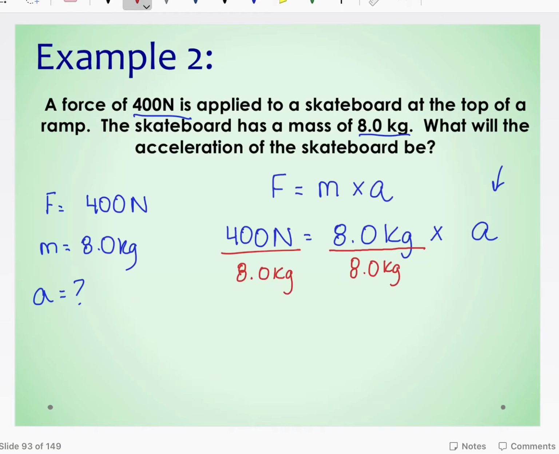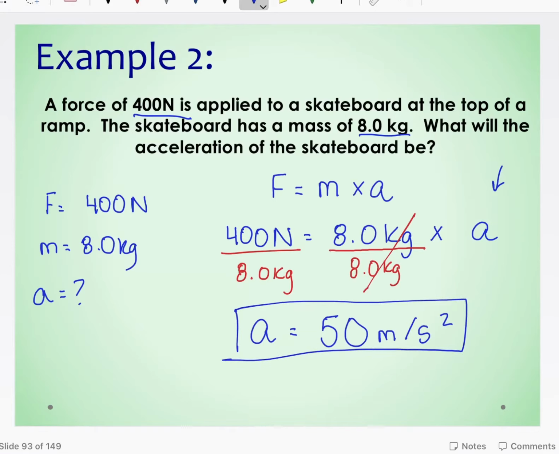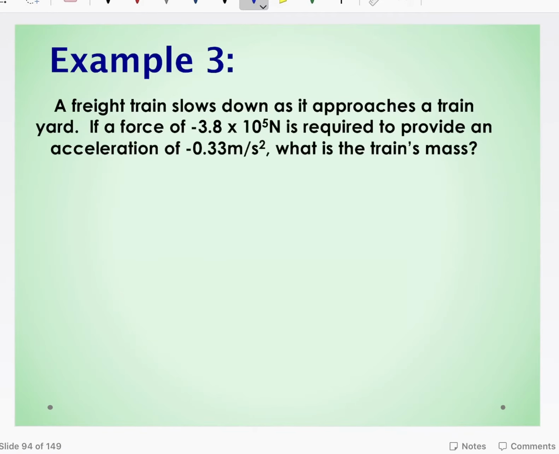Those cancel out, which leaves me with A equals 400 newtons divided by 8 kilograms, which works out to 50, and my units for acceleration are meters per second squared. And that's that.